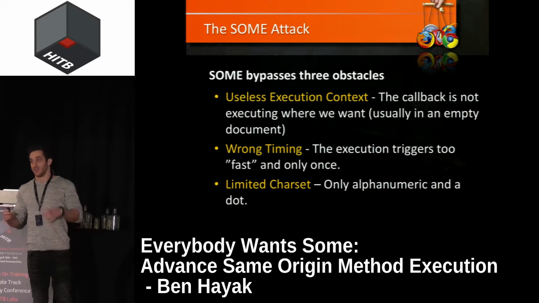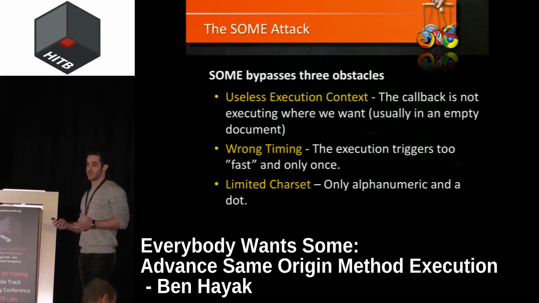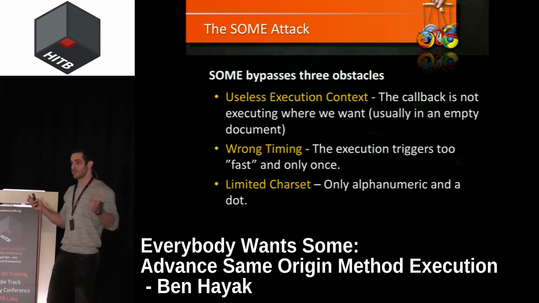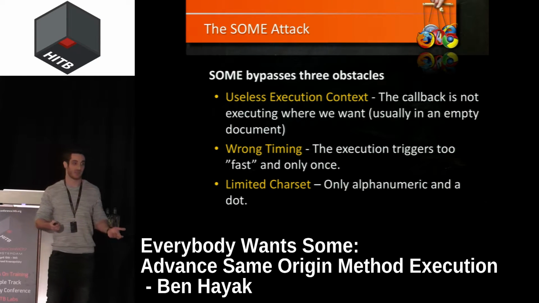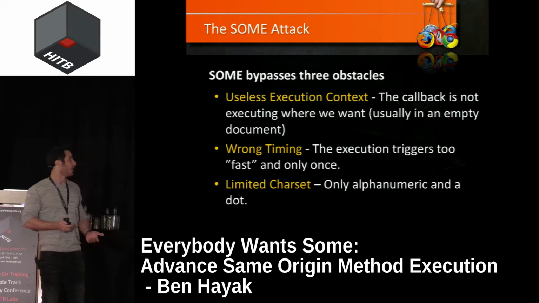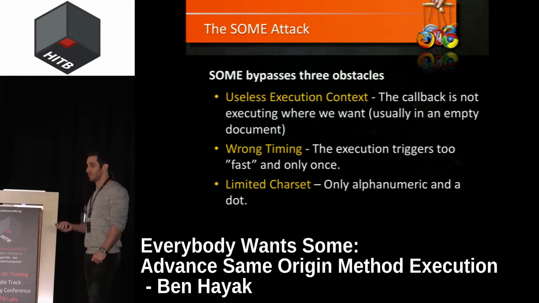So you may believe, okay, you saw that there is an arbitrary method execution. You can already execute JavaScript, even though it's limited JavaScript, so why do we need the SOME attack, the same origin method execution attack? And the answer is because SOME allows you to bypass three obstacles.